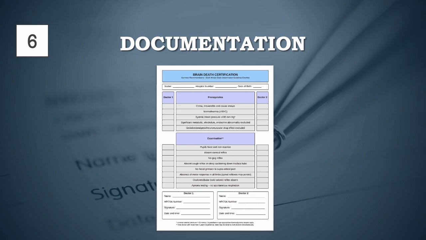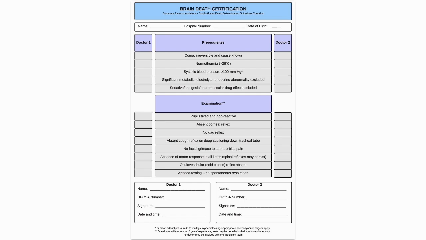Next is probably one of the most important things, documentation. The brain death certification is a form that goes through all the prerequisites and then the examination, and you have to document. There's a column for Dr. 1 and a column for Dr. 2. Okay, so you're going to look at your prerequisites, which is coma irreversible and a known cause, normothermia, systolic blood pressure above 100, significant metabolic, electrolyte, and endocrine abnormalities have been excluded, and then no sedatives or neuromuscular drug effects are present, okay?